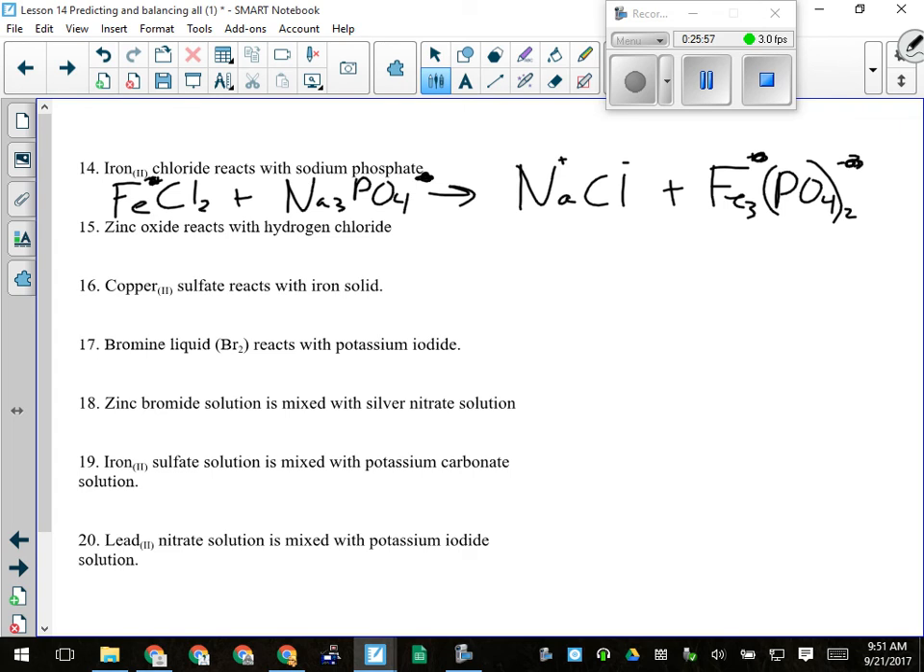So it's got a bigger number than sodium has, which means it's going to have a bigger effect on my balancing numbers than sodium does. So I'm going to start with iron. That's just a little trick you gain with experience. Okay, I'm going to start with iron.